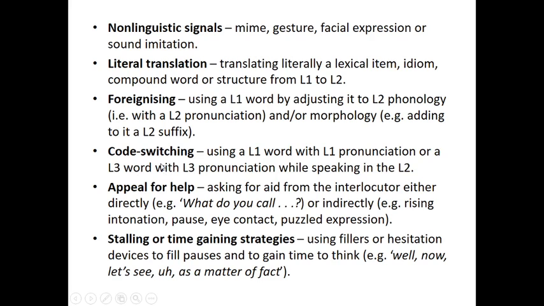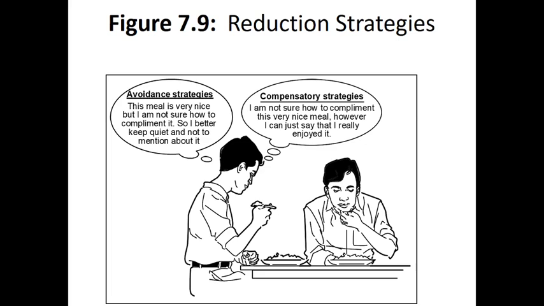How students for whom English is a second language use these strategies when they speak. So reduction strategies: avoidance and compensatory. This meal is very nice, but I am not sure how to compliment it, so I better keep quiet and not mention it. That is avoidance. Compensatory: I'm not sure how to compliment this very nice meal. However, I can just say that I really enjoyed it.